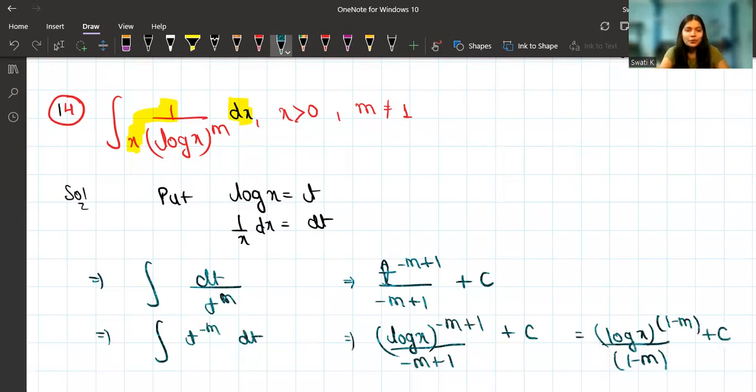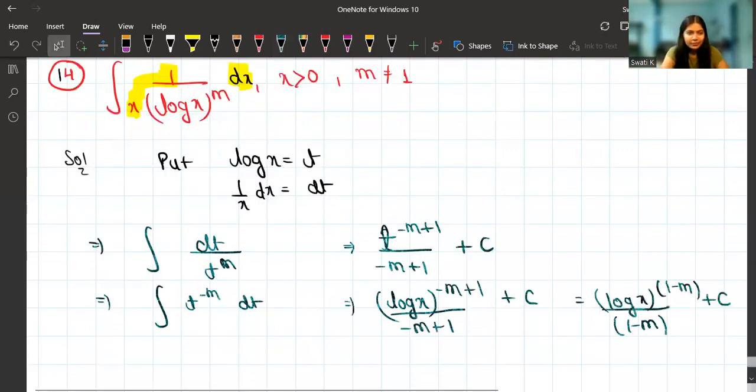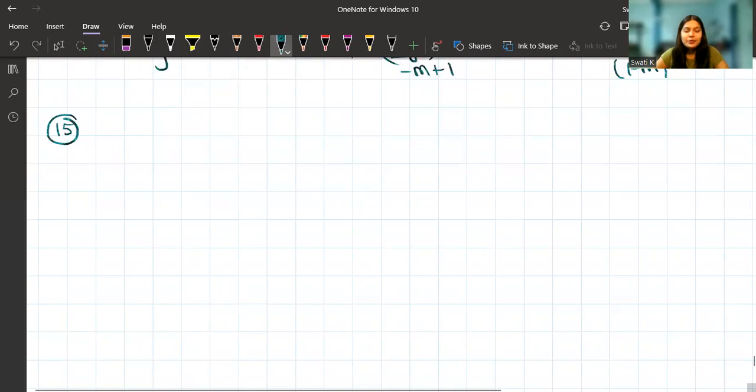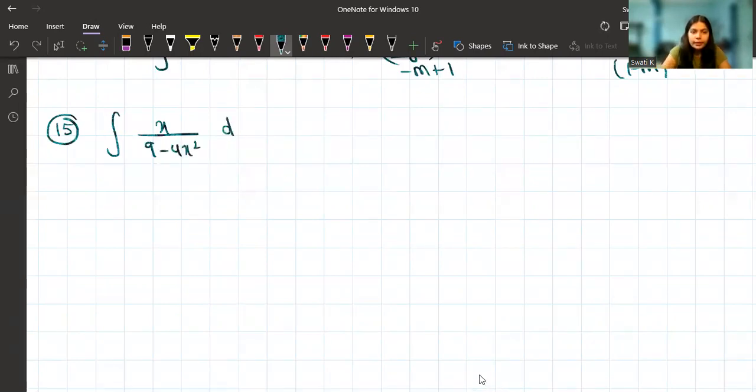Now let's go to the 15th question. We are going super fast now, because I know that you have also become a pro if you're watching the video continuously and properly. So yes, let's go to the next question, which is the integration of x upon 9 minus 4x squared dx. So let's start with the solution. Here you need to decide what you are going to put for t. So I'm going to put here 9 minus 4x squared equals t.